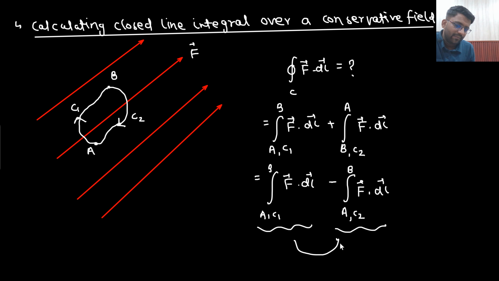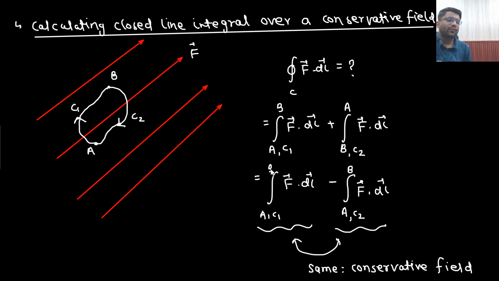They are the same for a conservative vector field. Say yes or no. If you go from A to B using curve C1 or you go from A to B using curve C2, both are the same thing if the vector field F is conservative. So what is the answer you are getting? Same minus same is subtracted. What is the answer? 0.